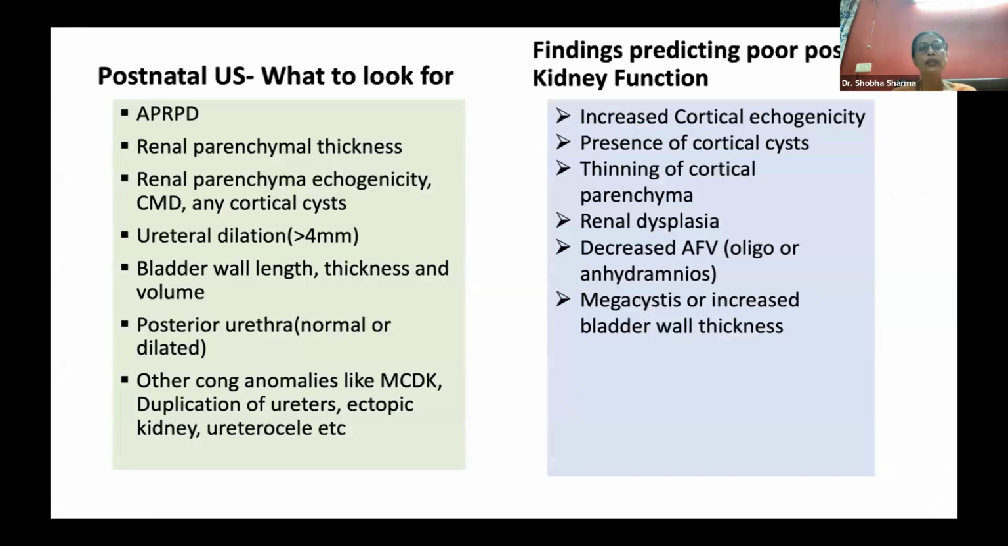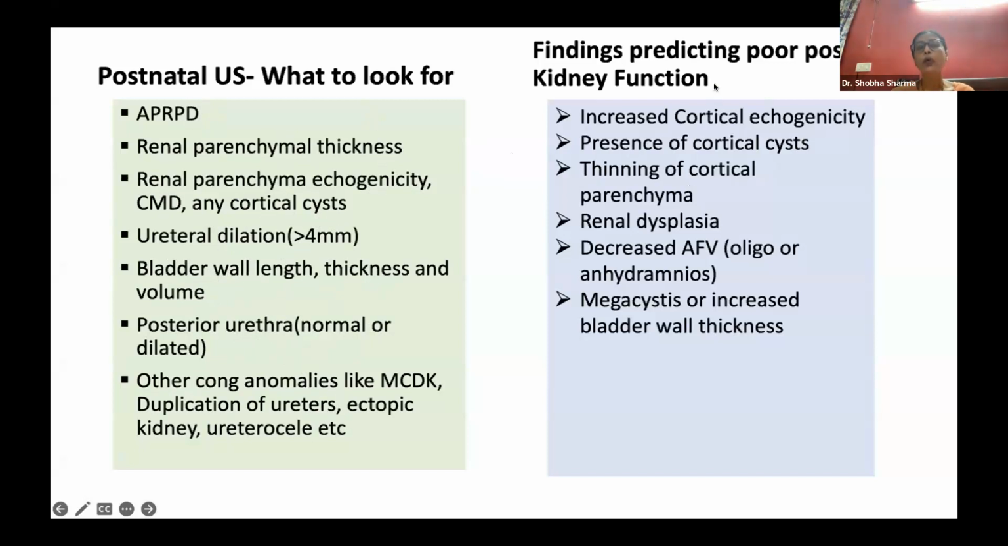So coming to the investigations, what do we do and what do we look for in postnatal ultrasound? Besides RPD, we should look for renal parenchymal thickness and renal parenchymal appearance. In appearance, we look for the echogenicity, the corticomedullary differentiation, presence of renal cortical cyst, presence of ureteric dilatation if it is more than or less than 4 millimeter, bladder changes, whether there is any wall thickness or change in bladder length or increase or decrease in the volume, dilated posterior urethra, and also other congenital anomalies. So these are the findings which should additionally be looked for in the postnatal ultrasound besides the RPD.